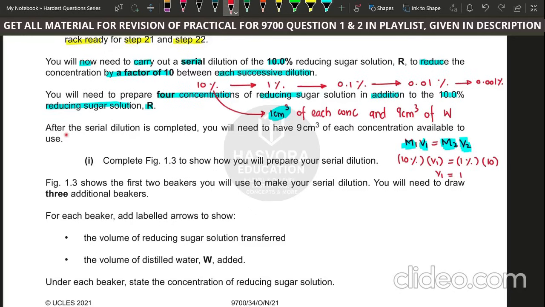So after the serial dilution is completed, you will need to have 9 cm cube. Now the exam is also giving you the hint: you will have 9 cm cube of each concentration available to use. Why 9 cm cube? Because you are transferring the 1 cm cube successively to the other one. That is why you will have 9 cm cube left behind.